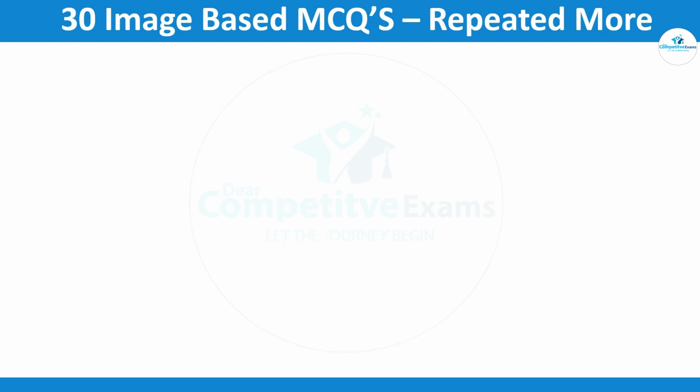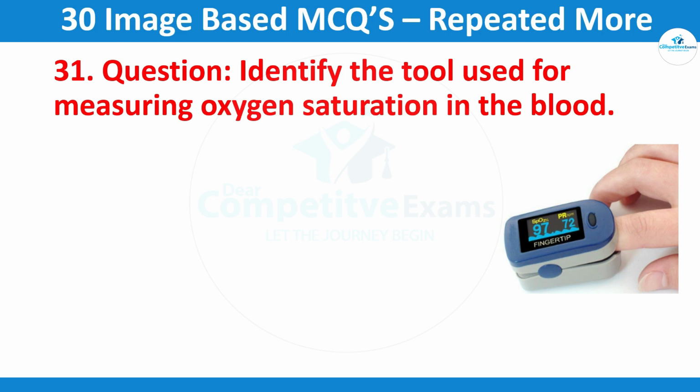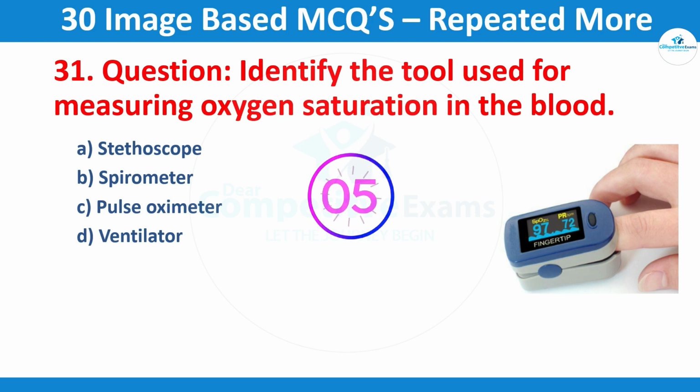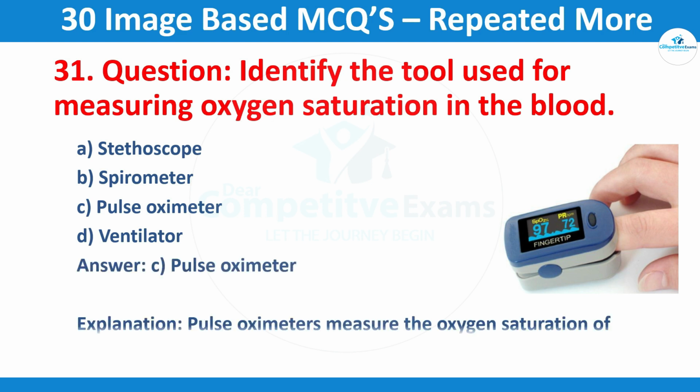Question number 31. Identify the tool used for measuring oxygen saturation in the blood. Options: stethoscope, spirometer, pulse oximeter, ventilator. Correct answer: pulse oximeter. Pulse oximeters measure the oxygen saturation of hemoglobin in the blood.